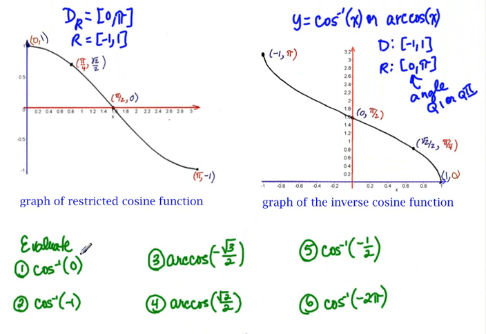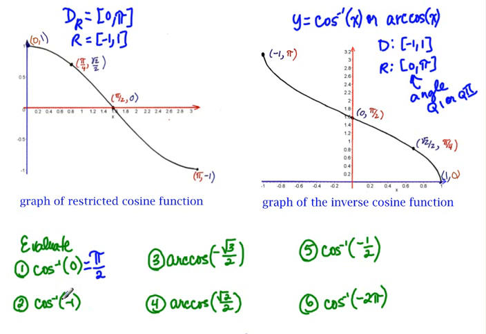So let's evaluate these particular problems. If we want to find cosine inverse of 0, we're trying to think about this: what angle has a cosine of 0? You can either use your unit circle, or we can look at the graph of the inverse cosine. I personally don't really think about the graph of the inverse cosine. I always think in terms of the unit circle. The angle that has a cosine of 0 is what? Right, it is pi over 2.